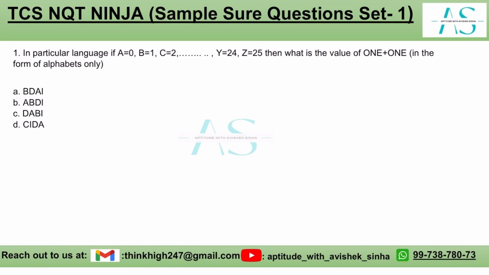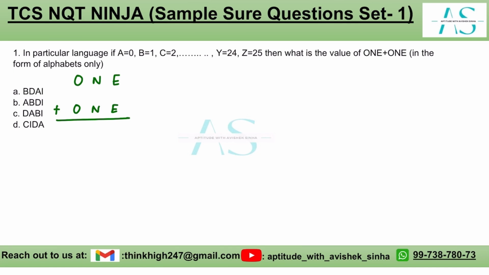In a particular language, A is equivalent to 0, B is equivalent to 1, C is equivalent to 2, and it continues one by one up to Z being equal to 25. Then the question is: what is the value of E plus E in the form of alphabets only? We need to add these values.